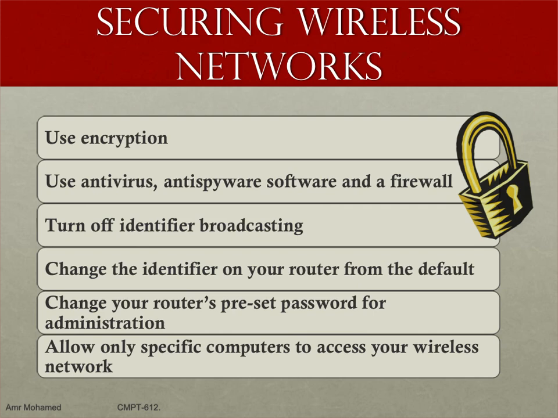So here, this is regarding the ITU standard. They talk about the use of encryption, of course, which is straightforward, but also the use of antivirus, anti-spyware software, and firewall. We'll talk about firewall in chapter 10, which provides system-level security. As we said, turn off identifier broadcasting. Change the identifier on your router from the default one.